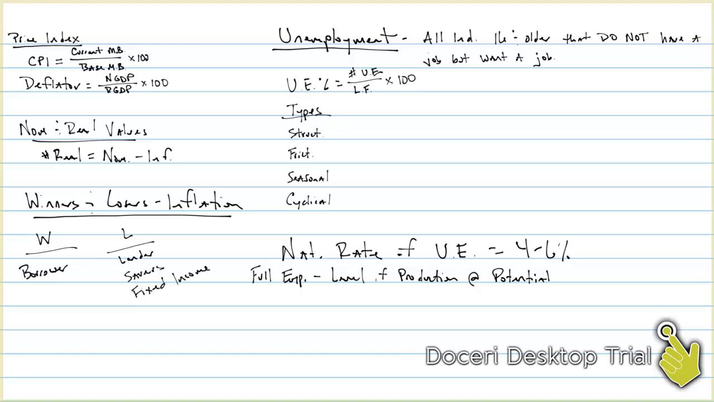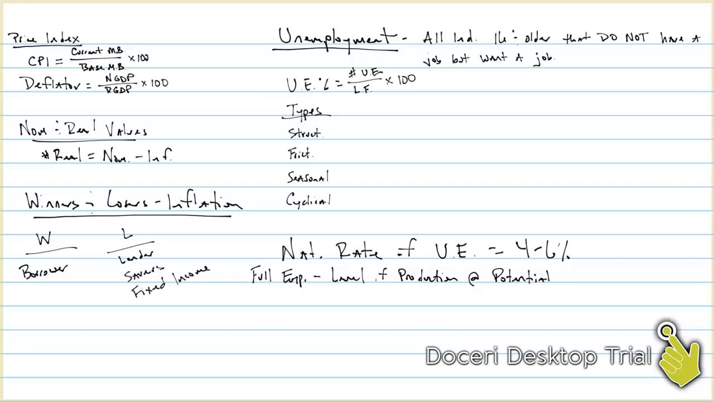The unemployment rate, when we're at full employment, is the natural rate of unemployment, which is 4 to 6%. So full employment by definition is a level of production. When we're producing at that level of production, the unemployment rate is going to be 4 to 6%. That makes sense? Okay.